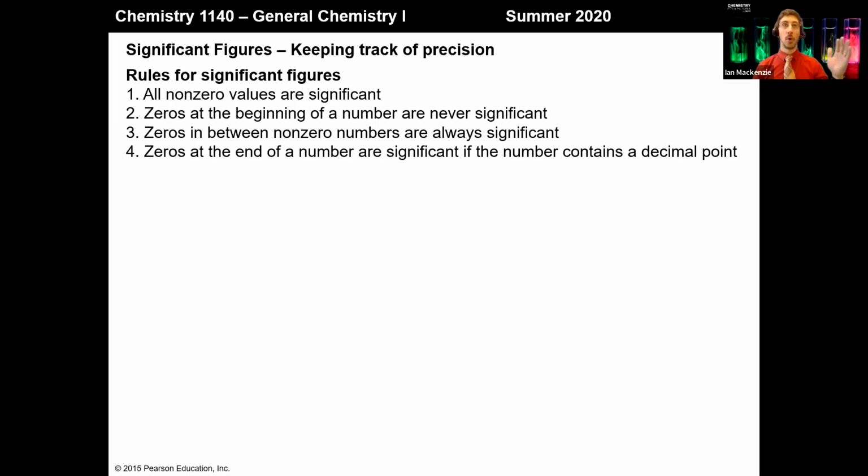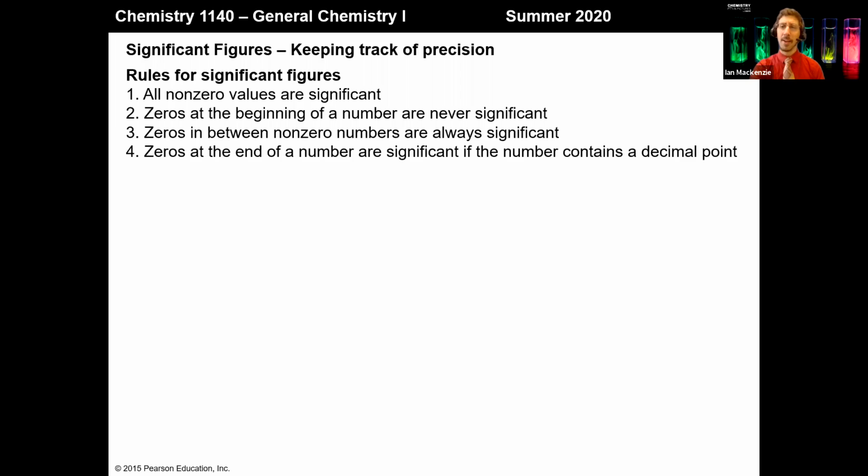Zeros in between non-zero numbers are significant always. So if we have 1001, those two zeros in between the two non-zero numbers are always significant. And then zeros at the end of a number are significant if the number contains a decimal point. So if we have a decimal point, something like, say, 100.05 or 100.000, because I have the decimal point there, all of those zeros are significant.